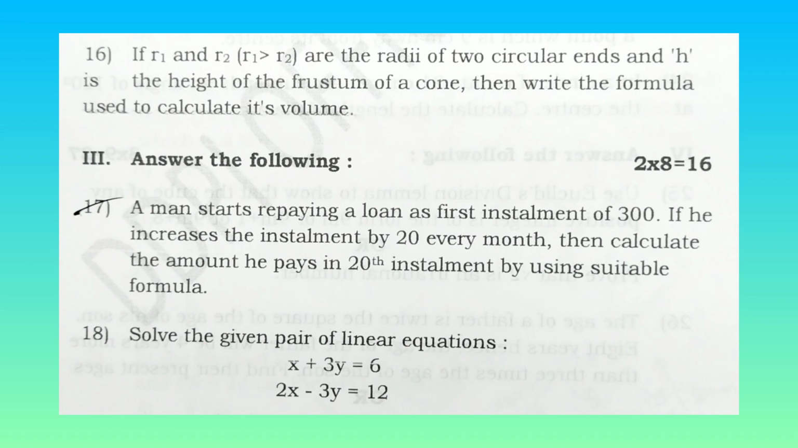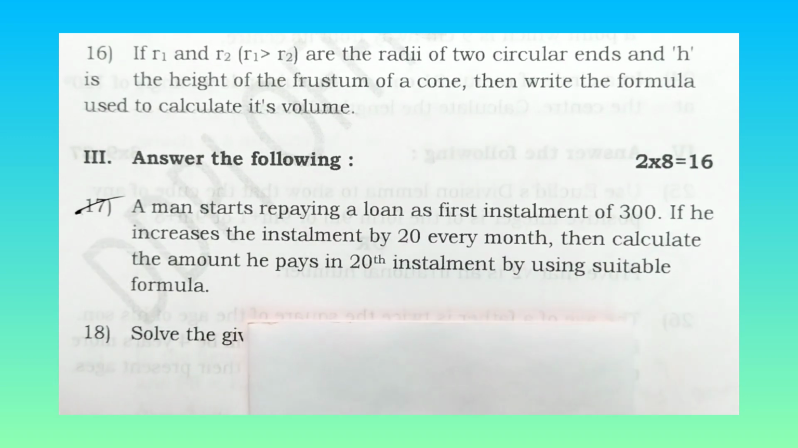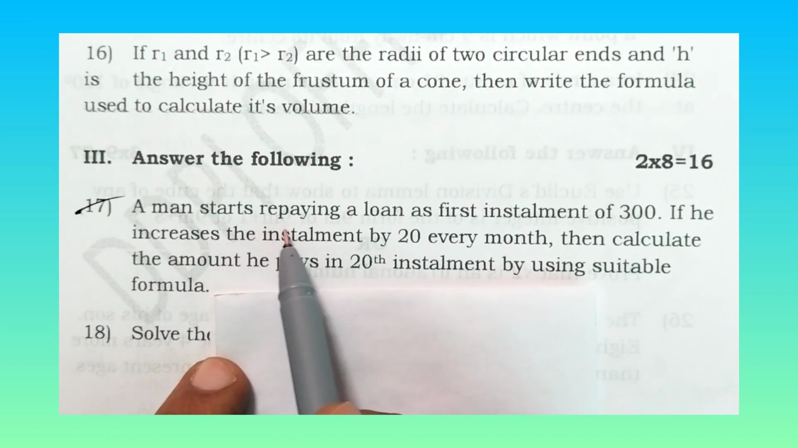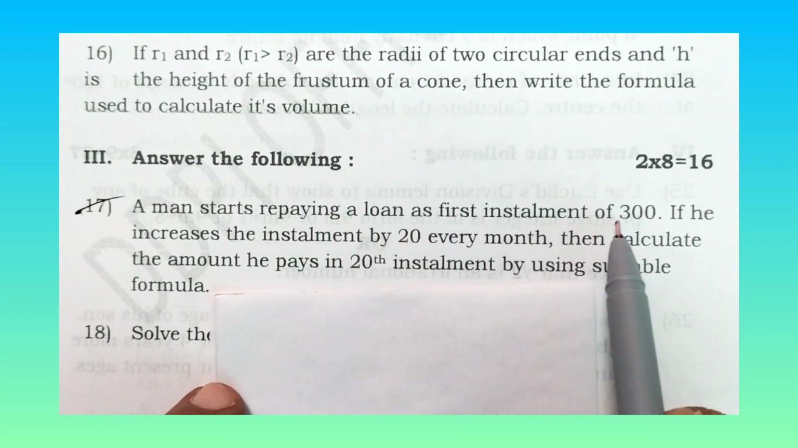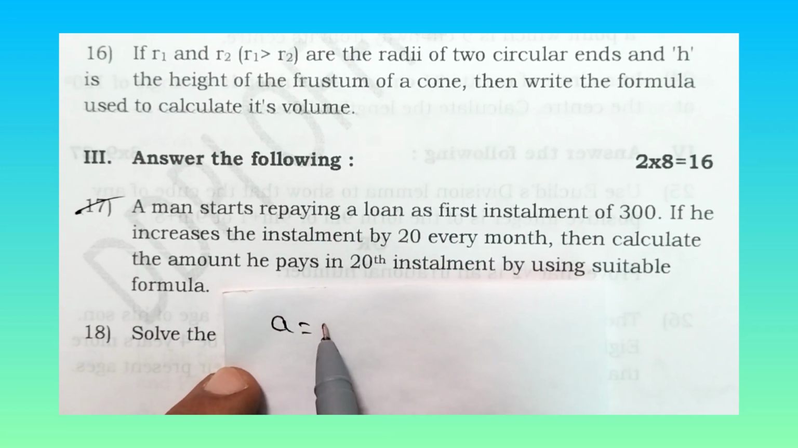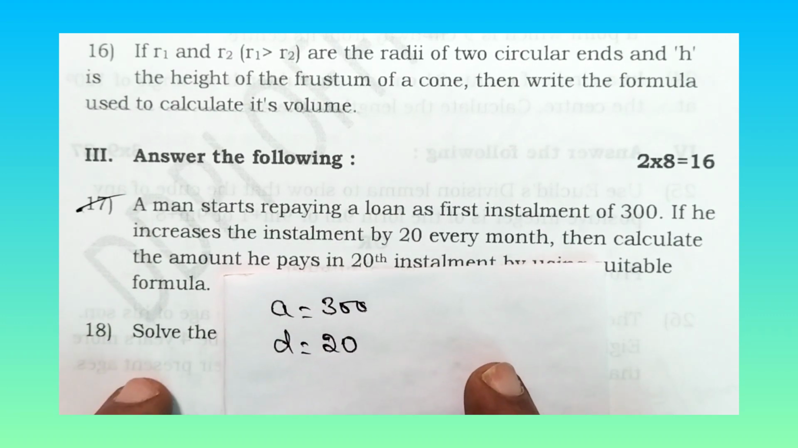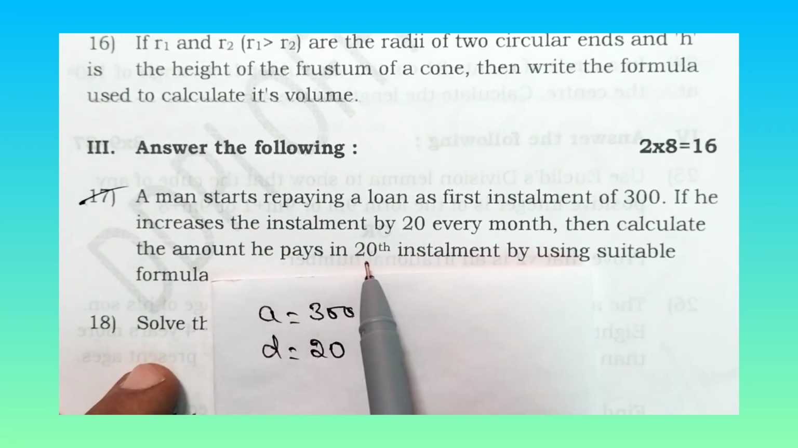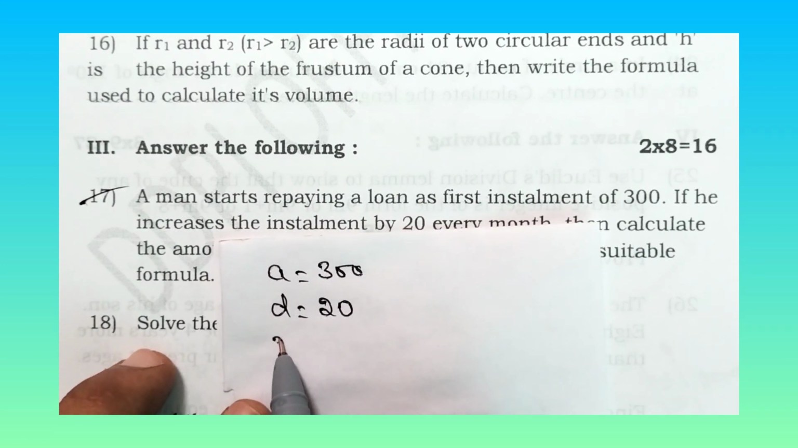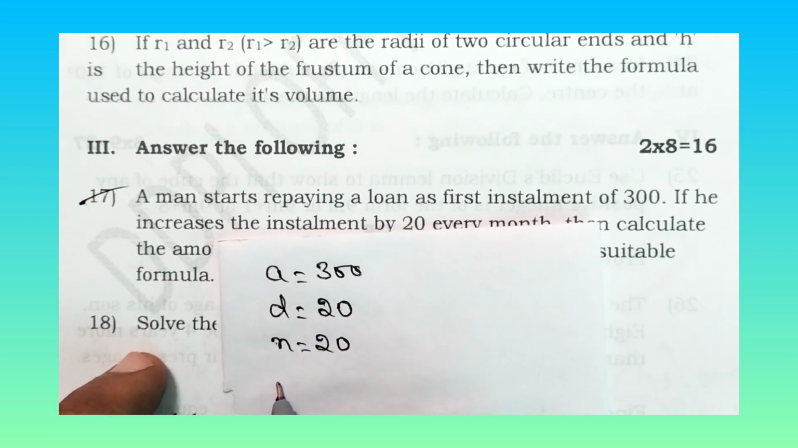That means we have to find out the 20th term. Let us find it out. First let us list what is given. A man repays a loan with first installment, that is A is equal to 300. Then he increases the installment by rupees 20. So D is equal to 20 rupees. Then we have to calculate the amount he pays in the 20th installment. So n is equal to 20. So A20 is equal to question mark.